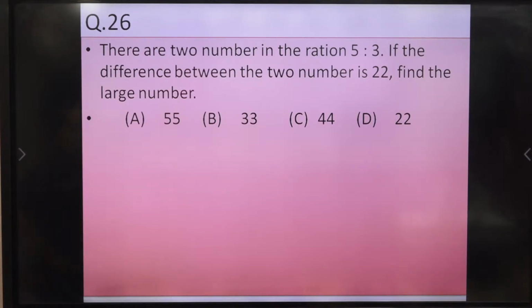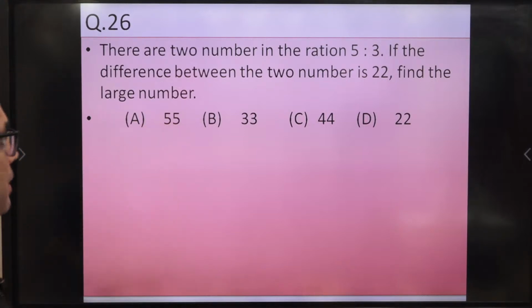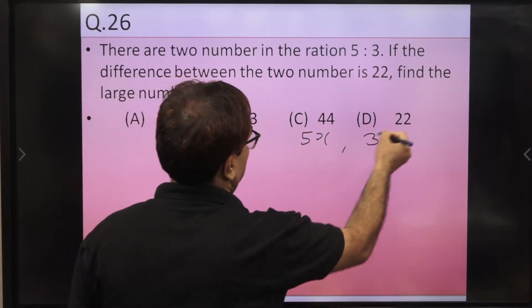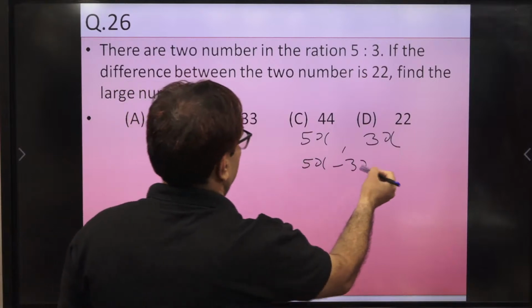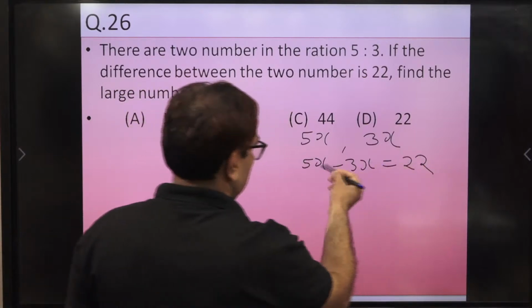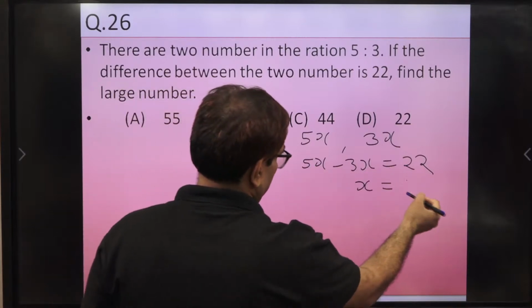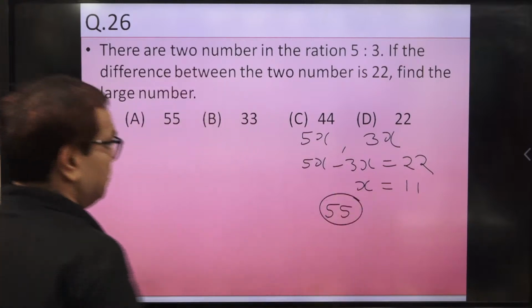Done. So very simple question 55. You can take the numbers as 5x and 3x. These are the two numbers. So their difference, 5x minus 3x, is equal to 22. So it means 2x equals 22, so x equals 11. So the larger number is 11 into 5, 55, and the smaller number will be 33.